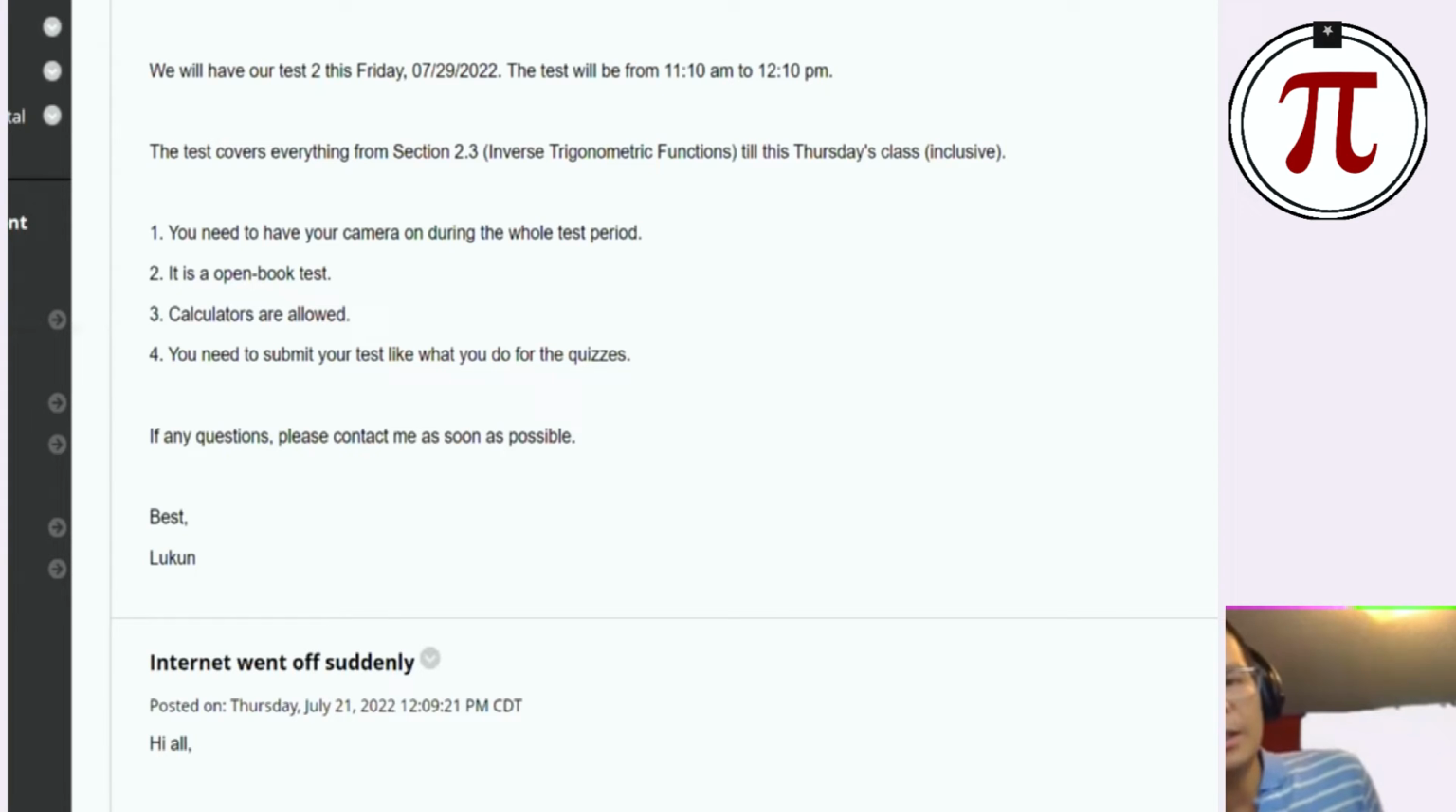So, the test covers everything from the inverse trigonometric functions, which is section 2.3, to today's class, right? Today is going to be law of cosines. So inclusive, from test 1 up to today's class, right? You need to have your camera on. Calculators are allowed. You need to submit the test like what we did for the quizzes. Everything is the same as test 1, right?